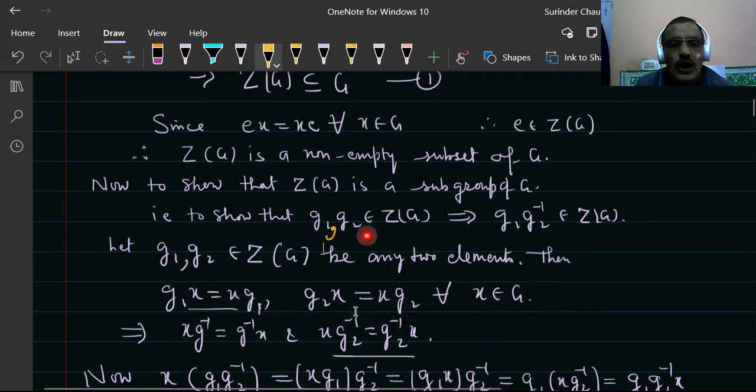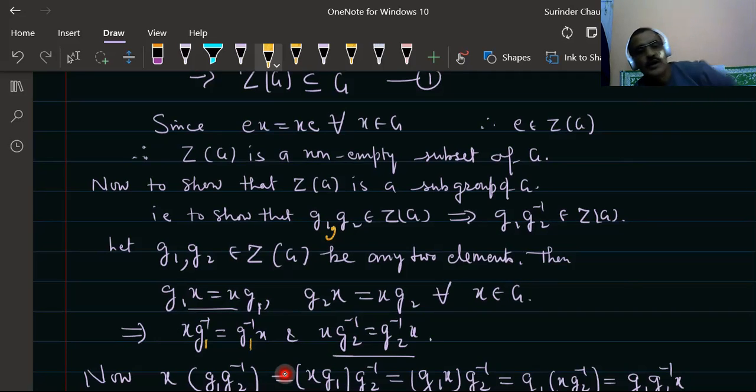If we apply the cancellation law here, the right cancellation law, then from x g1 = g1 x we get g1 inverse x = x g1 inverse, and similarly x g2 inverse is equal to g2 inverse x, because g1, g2, and x are elements of G.